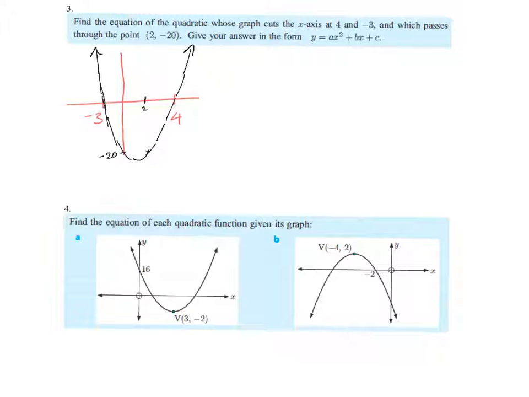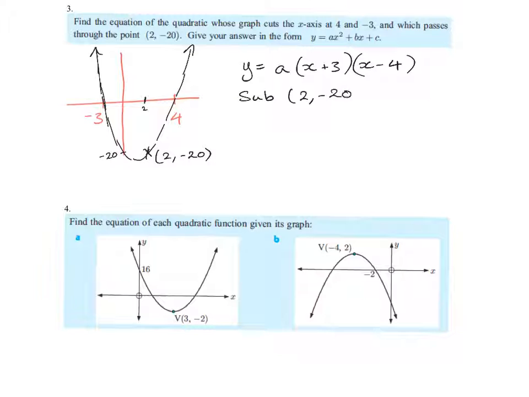We'll see what happens. So now, what do I know? I know my x-intercepts are -3 and 4. So that means in my function of y equals, my factors are going to be x plus 3 from x equals -3 and x minus 4 from x equals 4. But I don't know my coefficient of x squared, so I better put an A out there. Okay, so what else do I know? I know that it sits through the point 2, -20. So let's sub that in. Sub 2, -20.